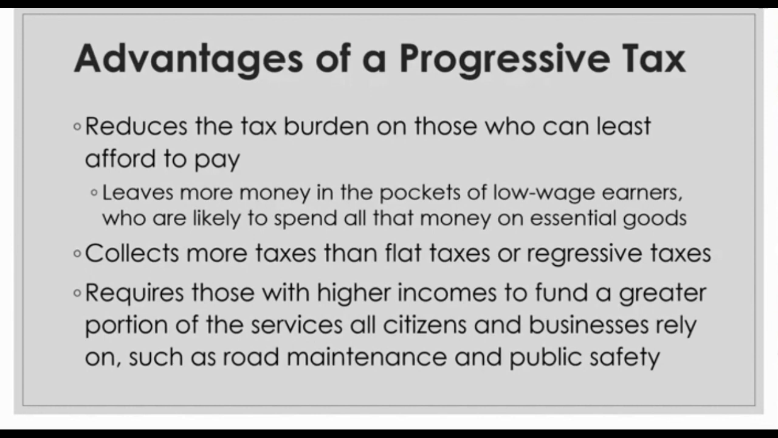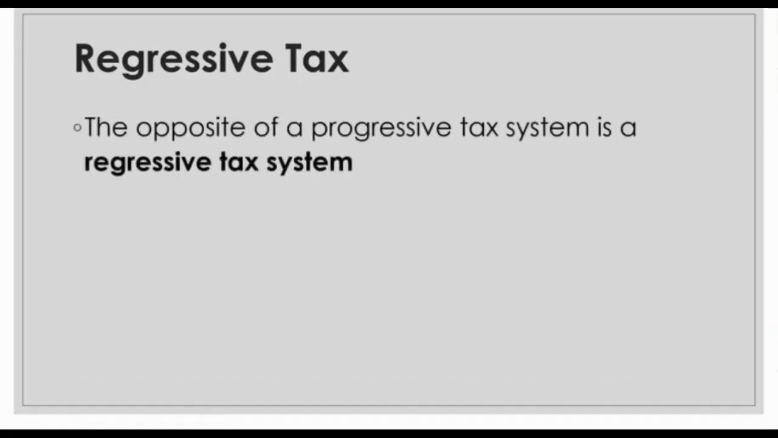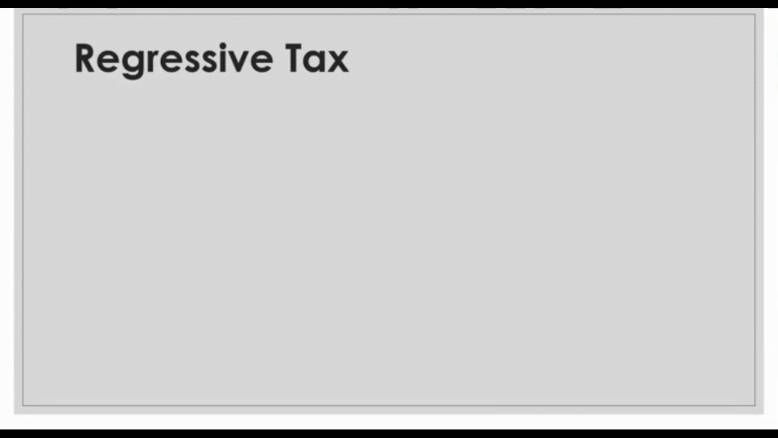As I said, the opposite of a progressive tax is a regressive tax. It takes a bigger chunk of disposable income from low income earners than high income earners. So it's more detrimental to people who really need that money. Sales tax is an example of this. If we go to the store and buy the same product, we're going to pay the same amount in tax. Doesn't matter if you're a high school student earning $8 an hour in a part-time job, or you're the principal of the building earning a 6-figure salary. Everybody's going to pay the same tax on that product.